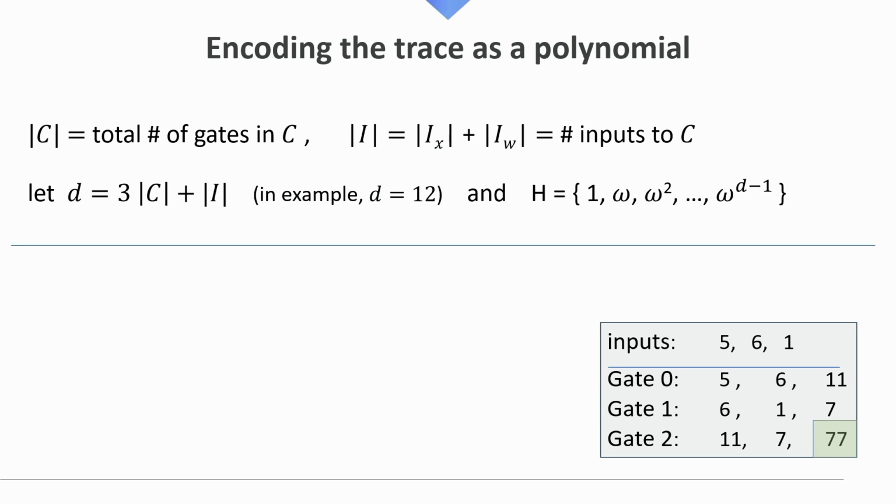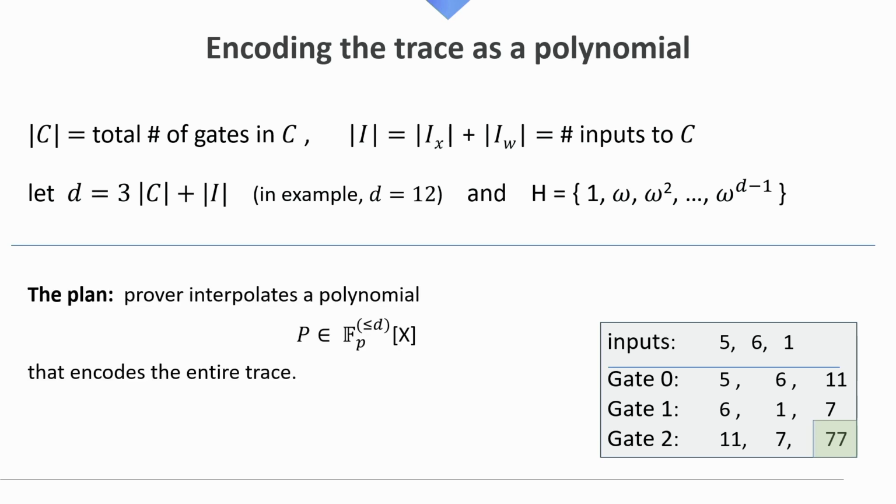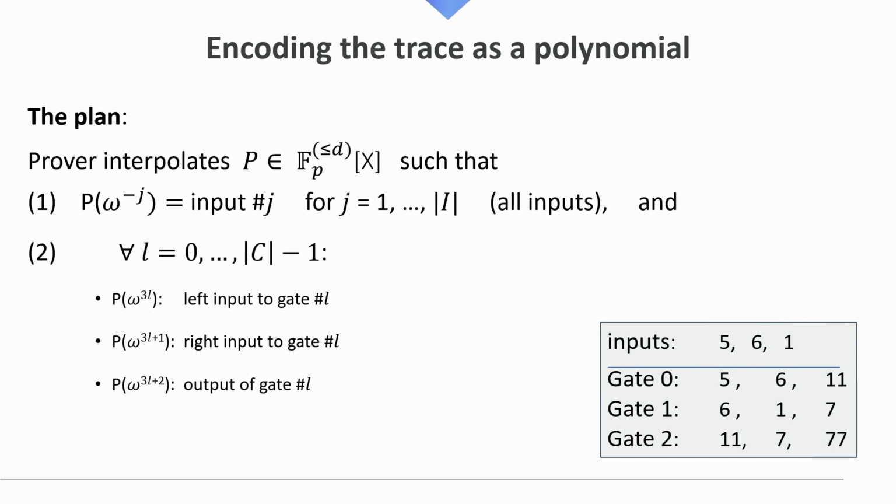So what Plonk does is it encodes the circuit, this computation trace, as a polynomial. So what we do is we take some polynomial and interpolate it to be the entire computation trace. So let's see how this works. We have some values w, and these values need to have some specific structure. We take these values omega to the power of j for j from 0 to the size of the circuit.